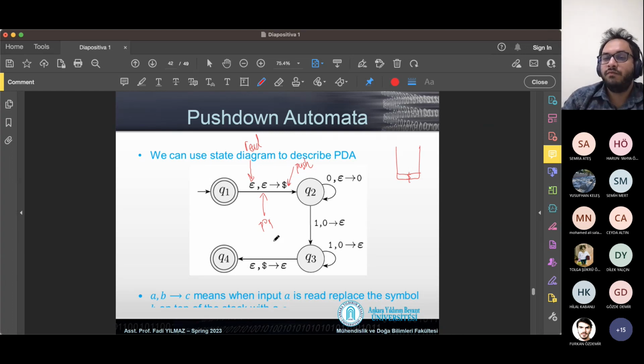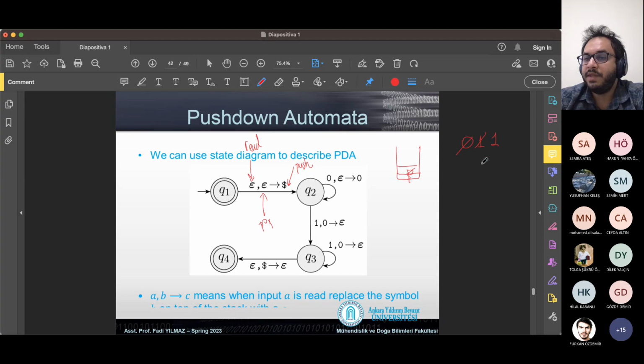Let me do another example with violating rules: 0, 1, 1. First, we push the $ sign again at the bottom of the stack to mark where the bottom is. When we read a 0, we pop nothing, but we push a 0. The 0 is done. Then we read a 1, pop a 0, push nothing.